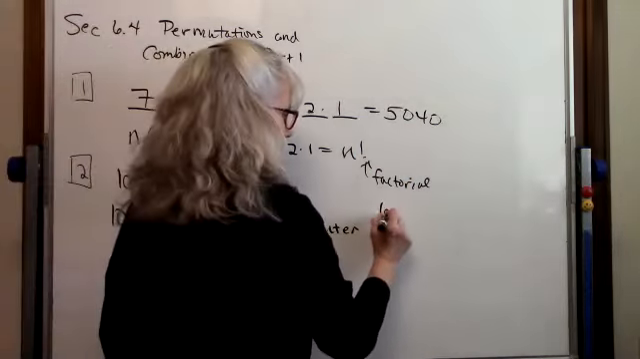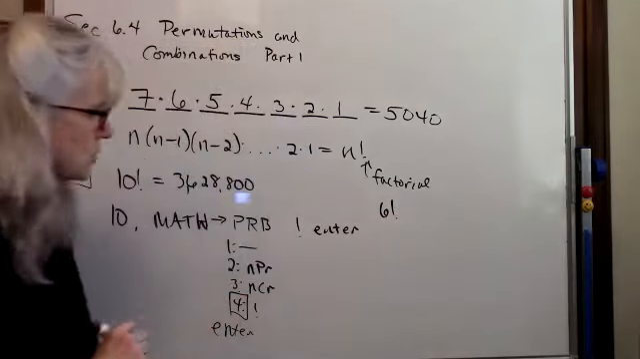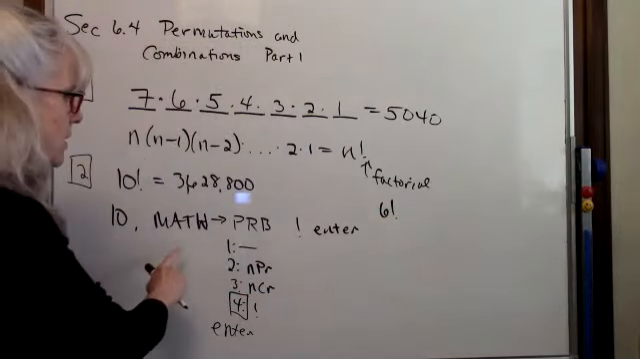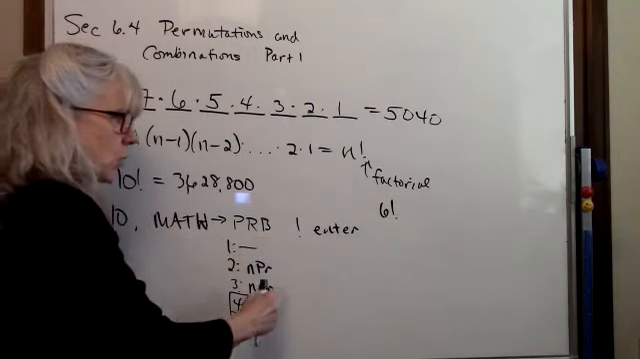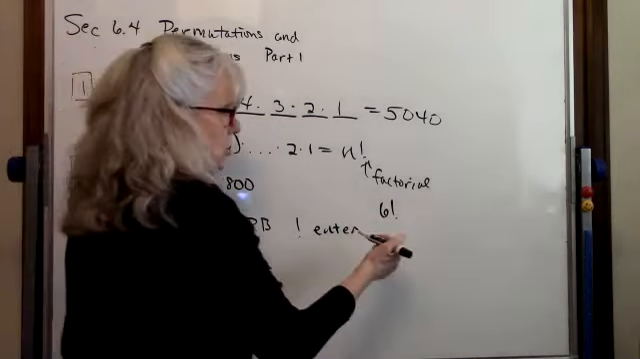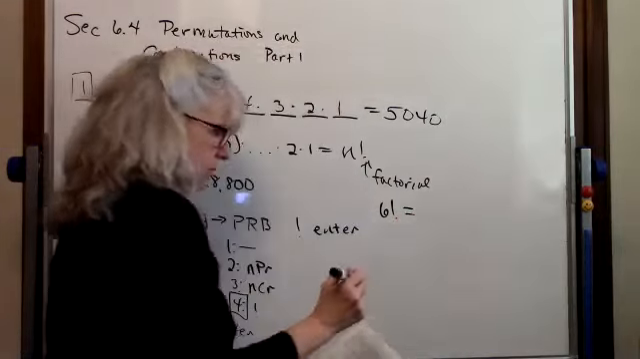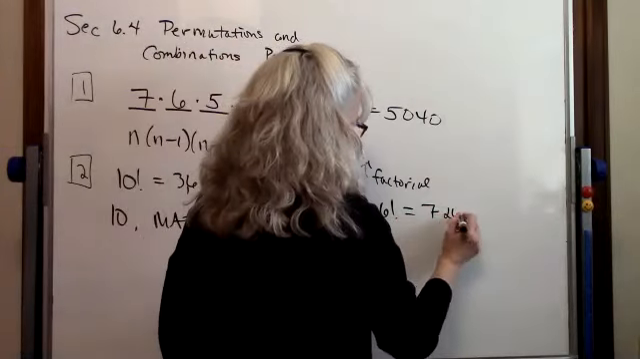The next one I want to try is 6 factorial. Again, type in the 6, then go to math, over to probability, down to number 4 with the exclamation point, then hit enter, and then hit enter again. And you should find out that 6 factorial is equal to 720.